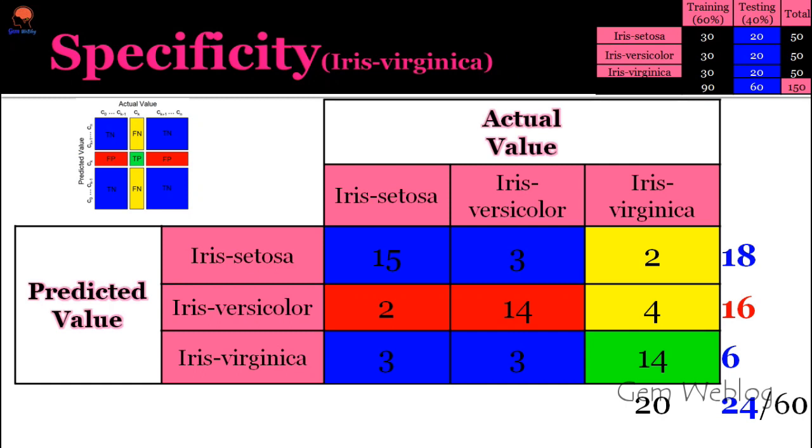Now we will look into the specificity value for Iris Virginica. So here 15 plus 3 is 18, 3 plus 3 is 6. So 18 plus 6 is 24. 24 divided by 40 is the specificity value for Iris Virginica.